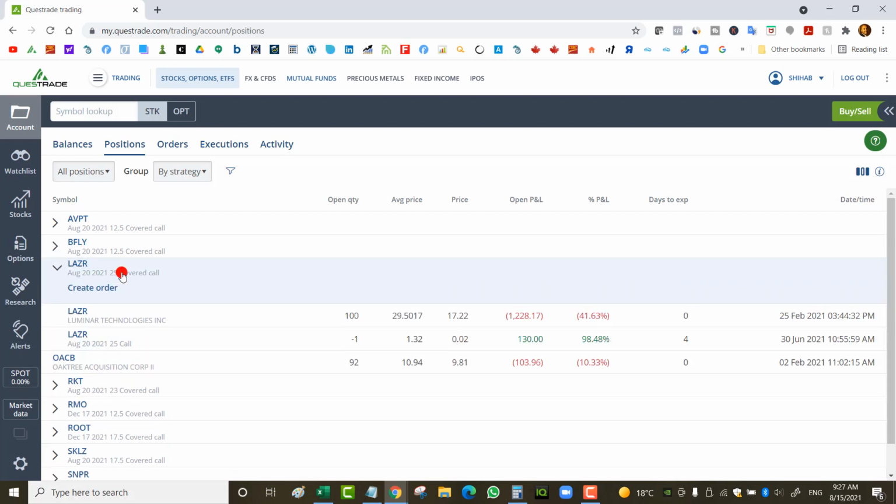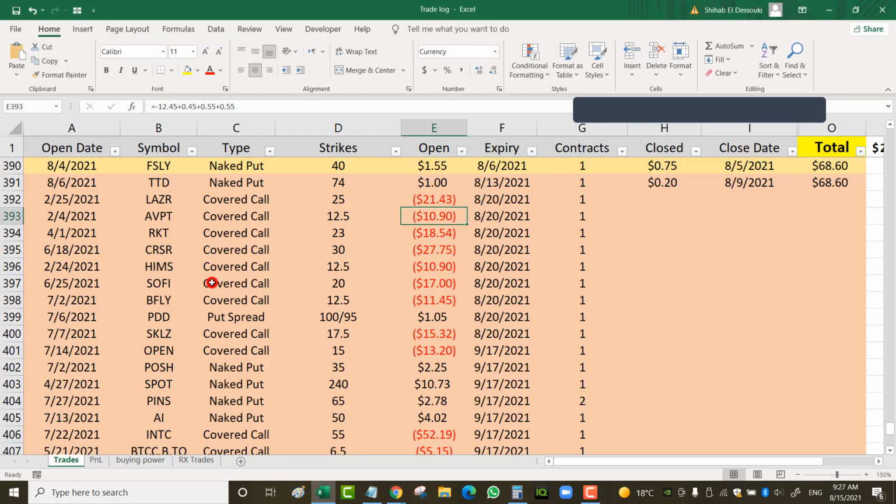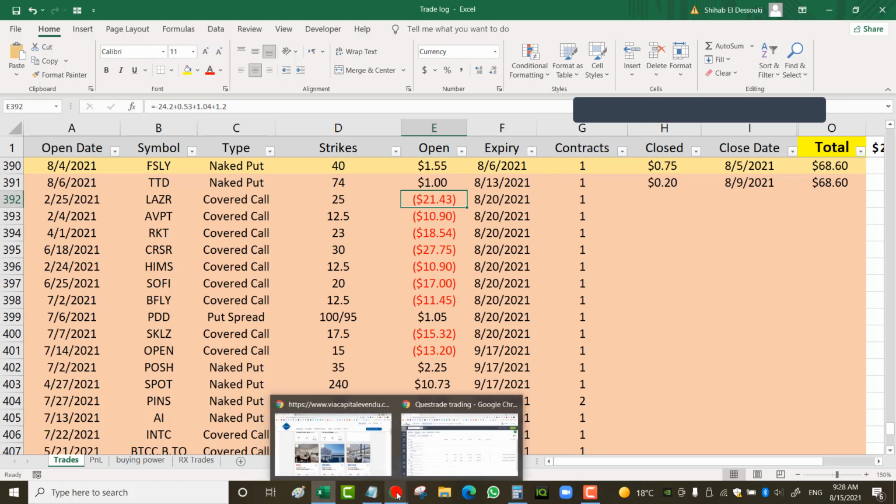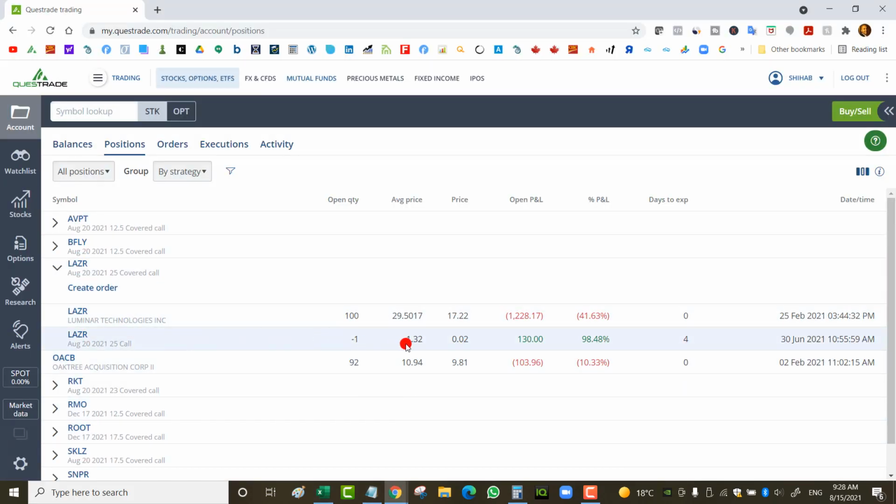This one's pretty far. Yeah, Luminar here is pretty bad. I've got a 25 strike. My cost basis is pretty low though. My cost basis on Luminar is 21.43. So I'm not far off, but the next call option that I'm going to sell, I'm not going to be able to sell at a 25 call. I'm going to have to bring my call lower.